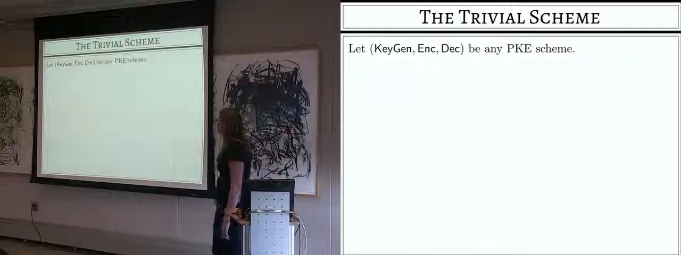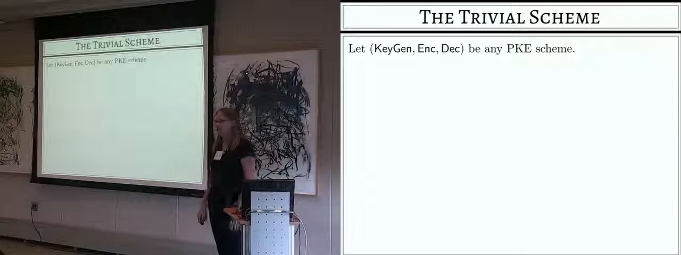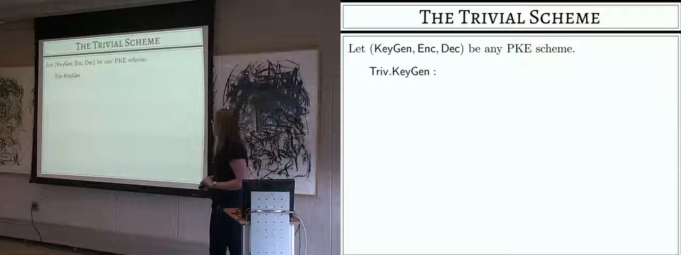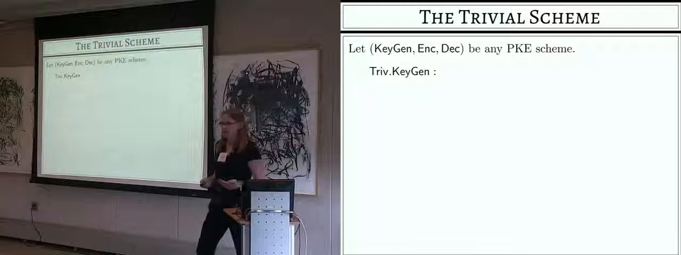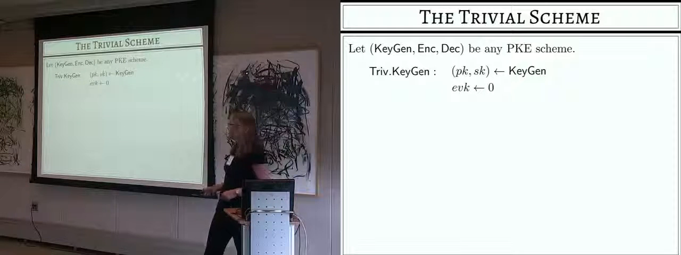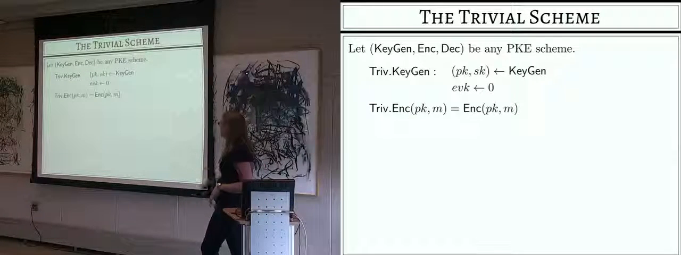So in the trivial scheme, we're going to take any public key encryption scheme. That's going to have a key generation and some encryption and decryption procedures, but not an evaluation procedure. For instance, we could take RSA, or we could take something that's actually quantum safe, whatever you like. And now we'll just define another scheme called triv, and its key generation will work as follows. It's going to use the key generation procedure from the public key encryption scheme to get encryption and decryption keys. And then it's just going to set the evaluation key to 0. And then the encryption of our trivial scheme will just use this public key encryption scheme to encrypt a message.